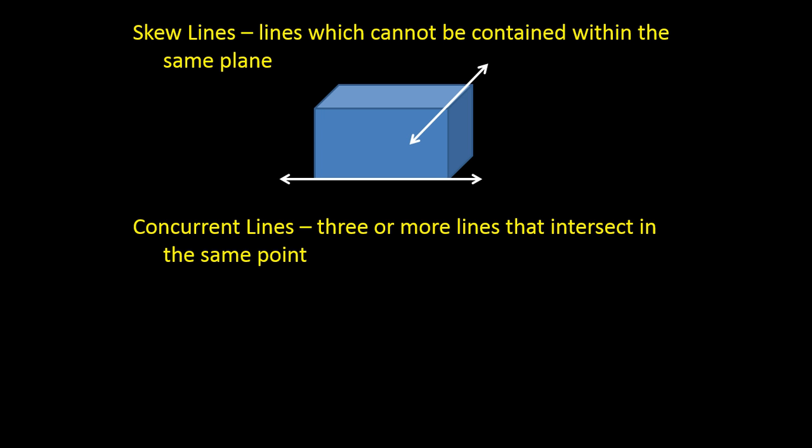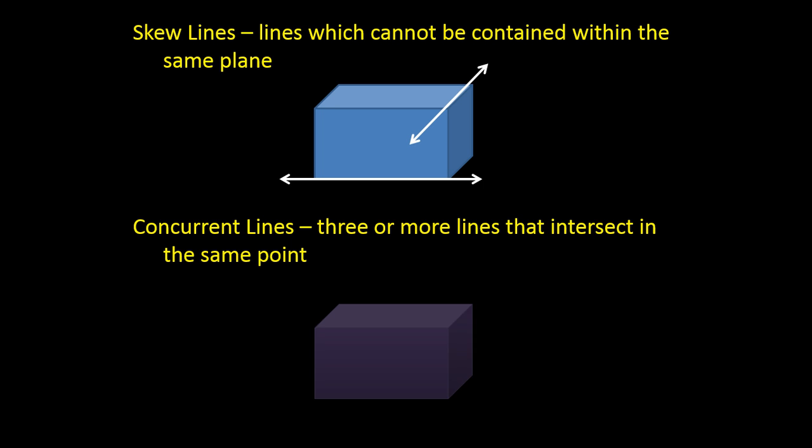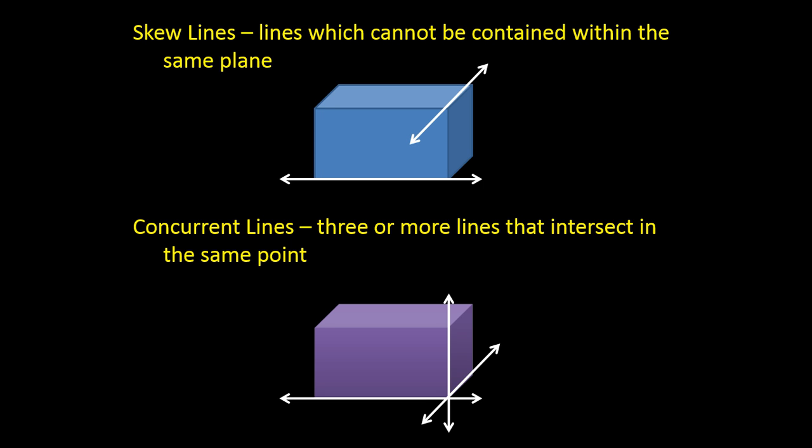Concurrent lines are 3 or more lines that intersect in the same point. So if you imagine this rectangular prism again, and we have a line that is containing the bottom front edge of the cube, and one that contains the right bottom edge of the cube, and another one that contains the right front edge of the cube, those 3 lines intersect in exactly 1 point, so they would be called concurrent.